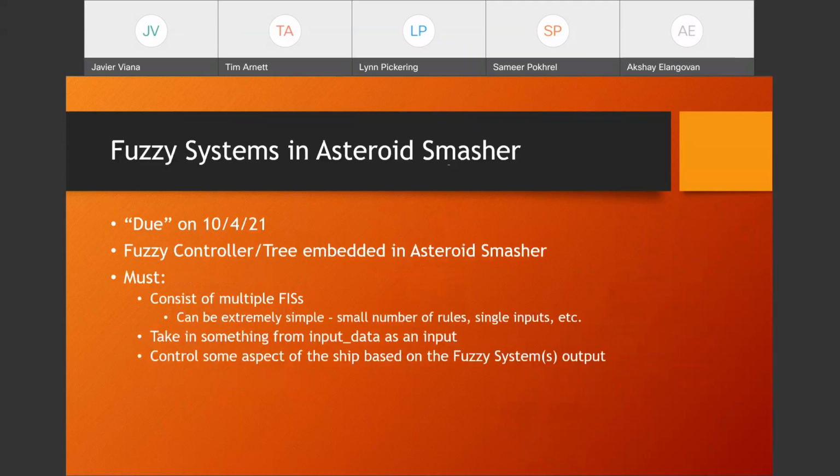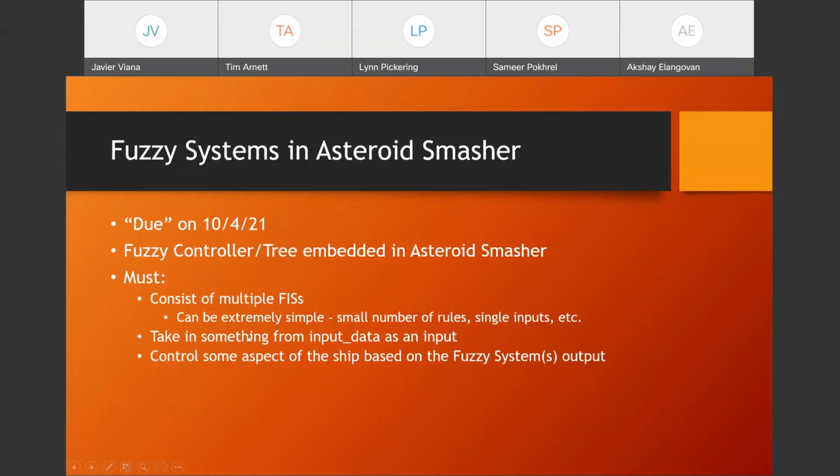So this is what you will be doing. This is quote unquote due on October 4th, so 2 weeks. But really, you don't need to submit anything. This is just to gauge your progress to ensure you can actually get this up and running. And so you're going to make a fuzzy controller slash tree that's embedded in Asteroid Smasher, and it must consist of multiple FISs. They can be extremely simple. They can have a small number of rules, single input. That's fine. It's just to get it up and running.